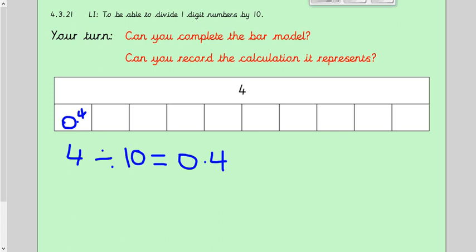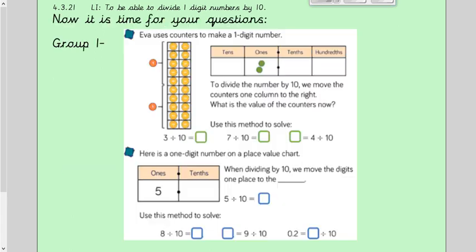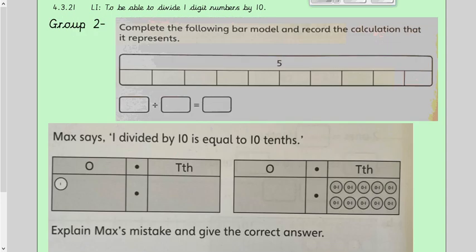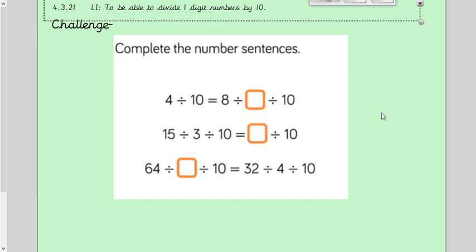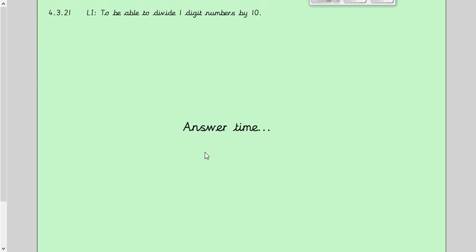It is time for you to do your questions now. So there's 2 groups. This is group 1's questions, and they're also on the website if you want to print them off. This is group 2. And then group 2 again. And then finally the challenge. So once you've had a good go at those, come back and we will go through the answers together.